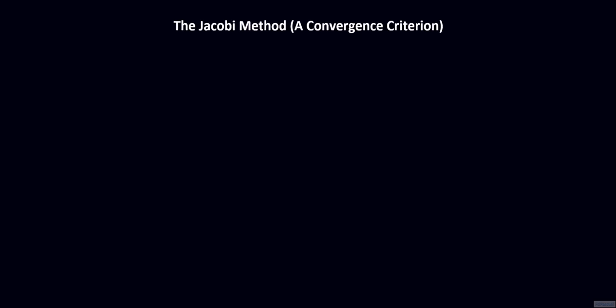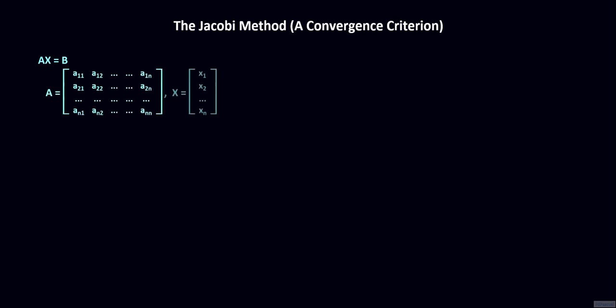In this lecture, we prove a convergence criterion for the Jacobi method that one uses to generate a sequence of approximations to the solution of a system of linear equations given by the matrix equation A times x equals b, where A is a real-valued n by n matrix, x is a vector of n unknowns, and b is a vector in n-dimensional real space.